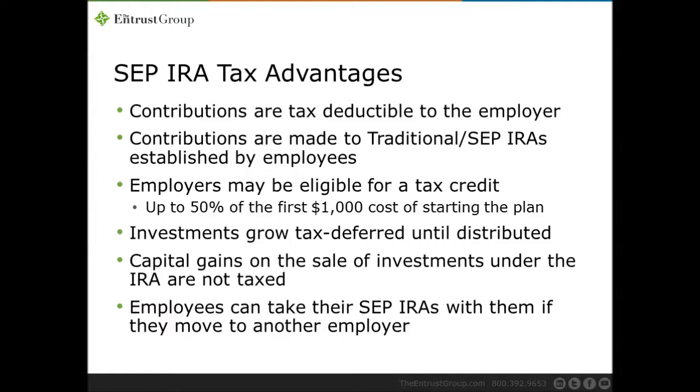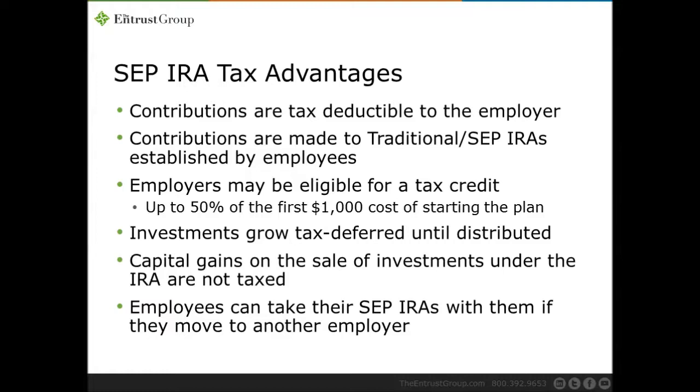Capital gains on sale of investments under an IRA are not taxed. So if somebody owns a mutual fund, and they buy a mutual fund, they sell the mutual fund, the increase of that mutual fund is not taxable. Why is that? Because it's tax deferred. If you buy a piece of property, like a piece of real estate in a self-directed account, and it's bought outright from assets or cash that's in the IRA, and then you sell it, the capital gains are also deferred from taxation, but will be taxable upon distribution.